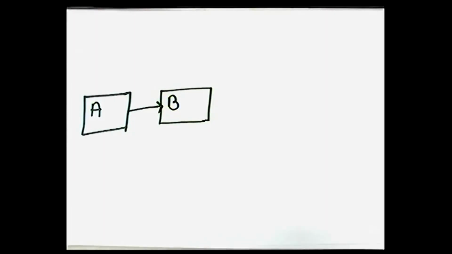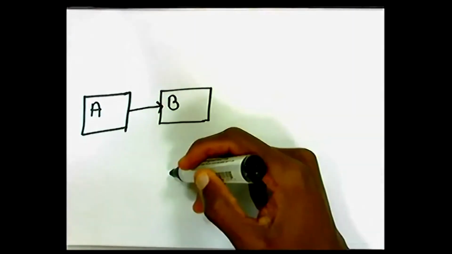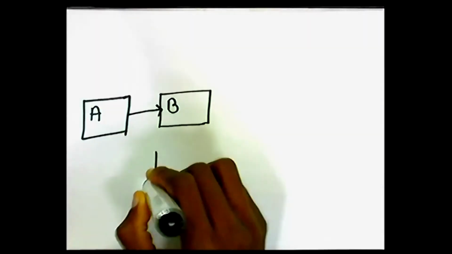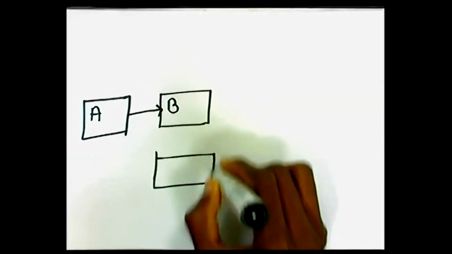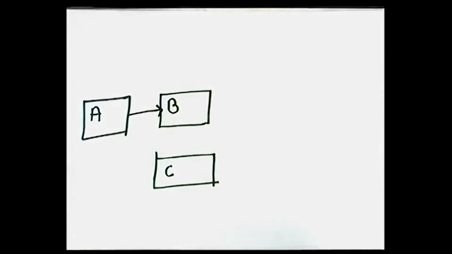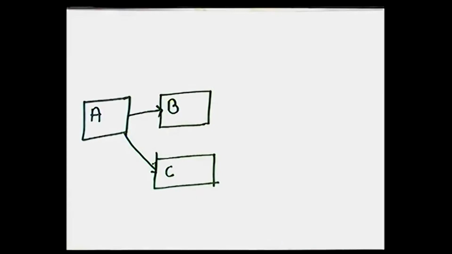Now C is also preceded by A. You can put C here, I can put it here, wherever you can put C comfortably and connect your arrow to it, you can just do that with ease. So I put my C here, and I connect an arrow from A to C. That's it. That easy. So I've been able to put activities A, B, C down.